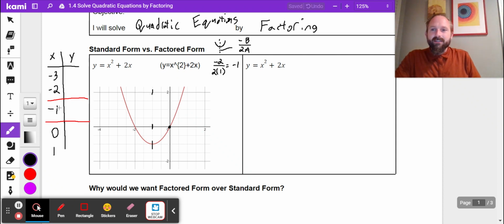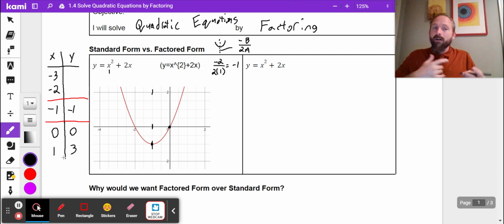So if I plugged in negative 1 squared is 1, and then plus negative 2 would give me negative 1. Yeah, that fits right here. The next one, 0. 0 squared plus 0 is 0. All right, cool. 1 squared plus 2 times 1 is 2, so 1 plus 2 is 3.